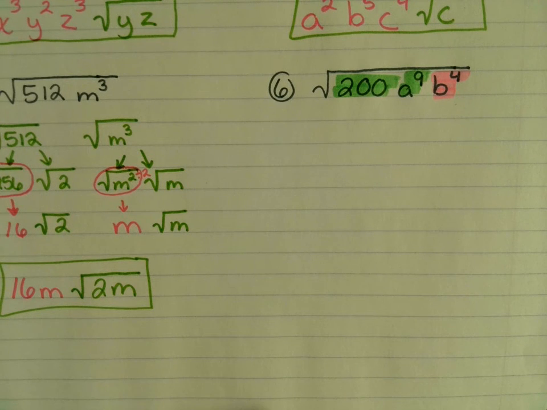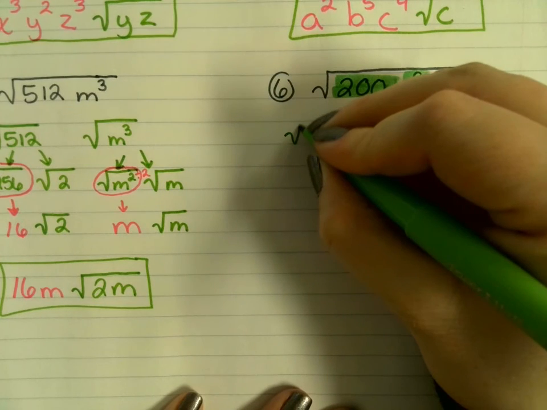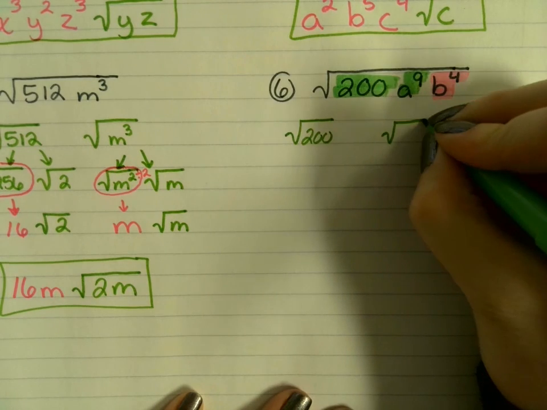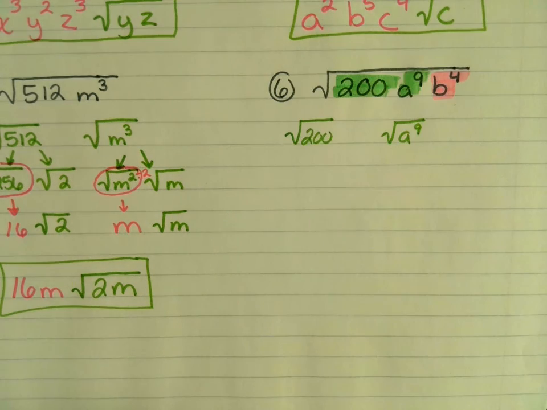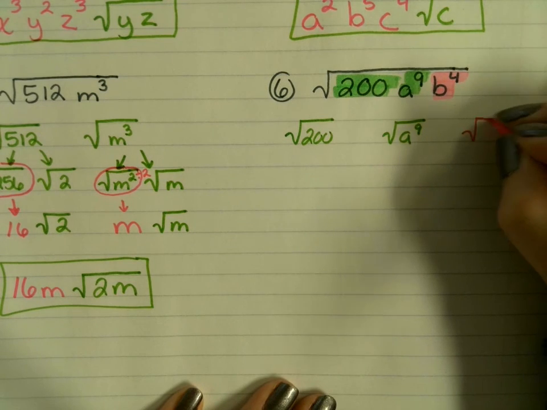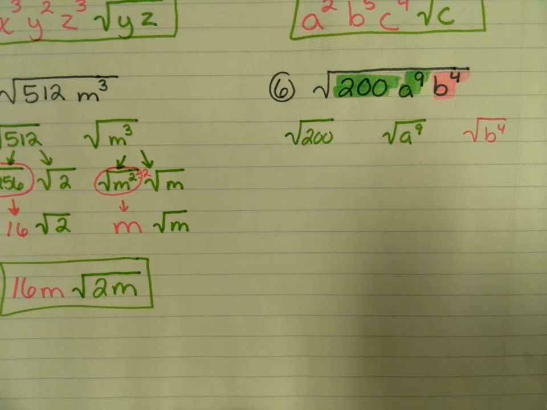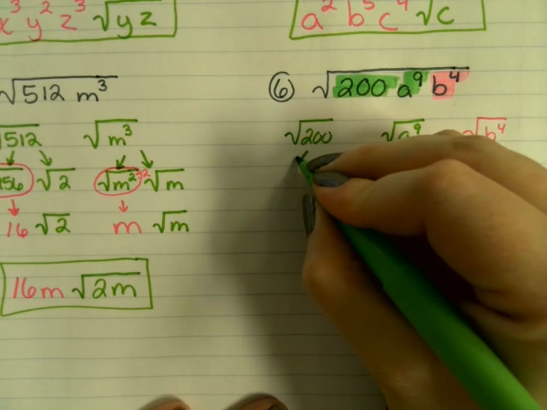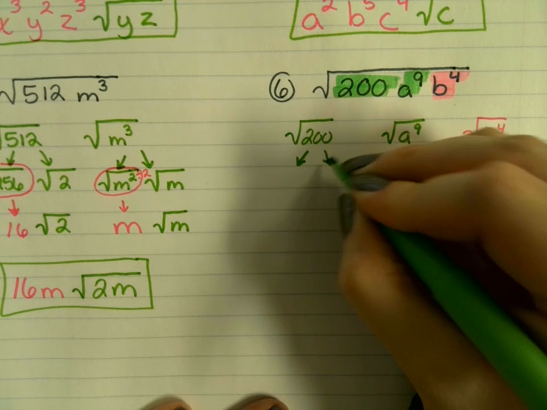I have the square root of 200. I have the square root of a to the 9th. And then I have the square root of b to the 4th. So square root of 200, the largest perfect square that can go into 200 is 100.